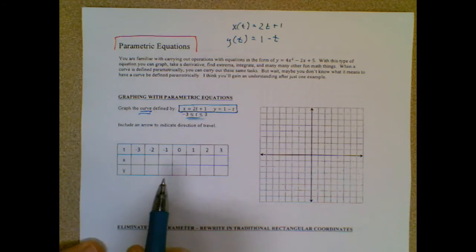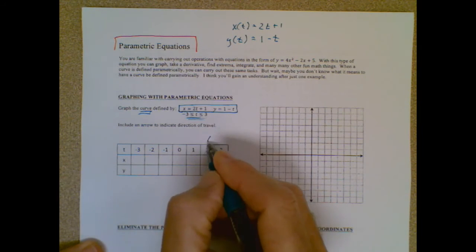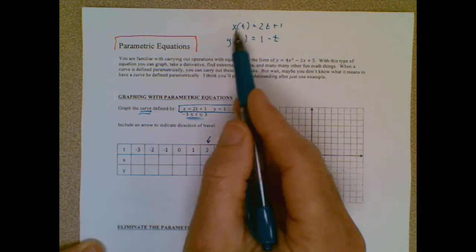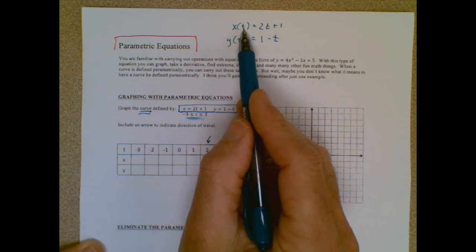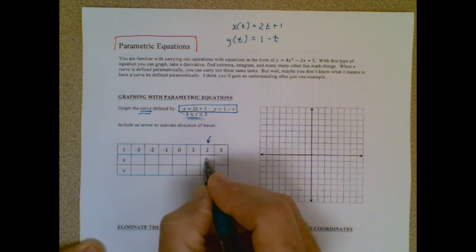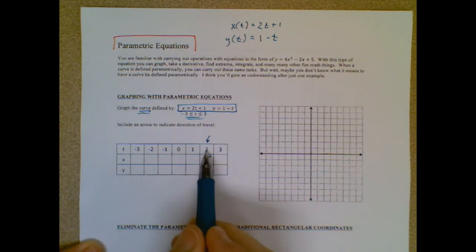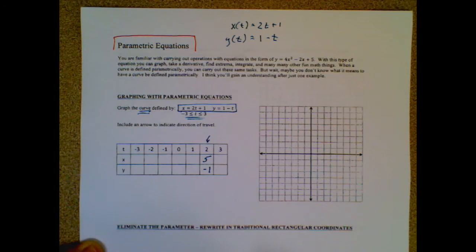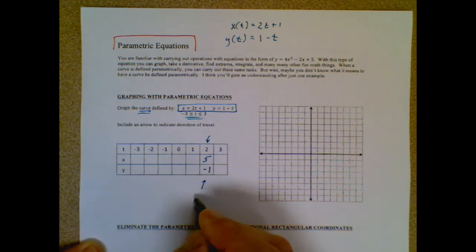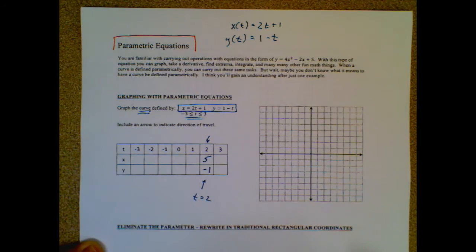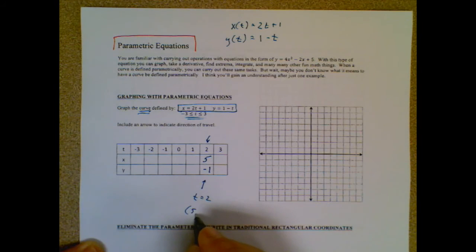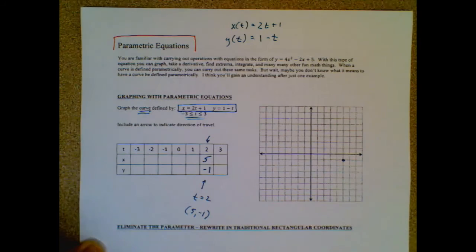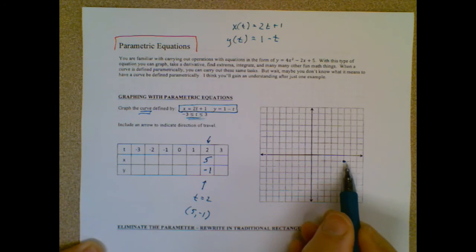So let's just take any one of these spots in time. Let's take t equals 2. If I take t equals 2 and I plug it into these two equations, x of 2 is 2 times 2 plus 1. That means I get a 5 there. I take t equals 2 and I plug it in, 1 minus 2, that's a -1. So what this is telling me, at time t equals 2, I have a location of (5, -1). That's at time t equals 2.